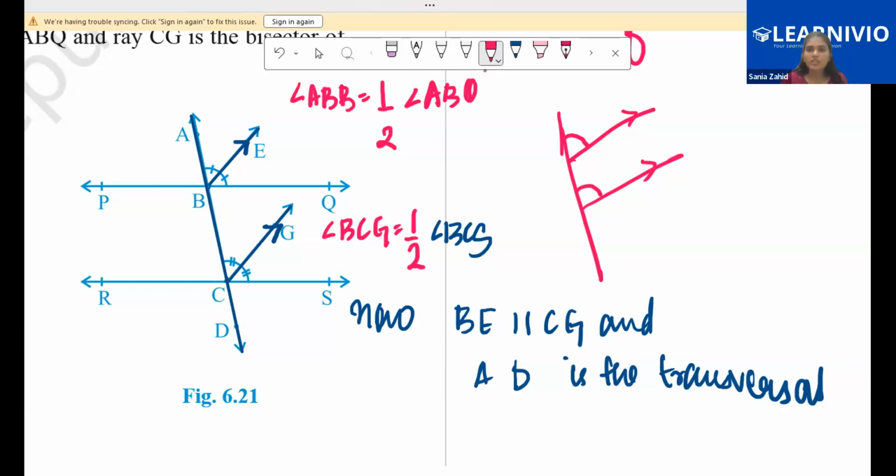Yeah, children. Do you not see them as corresponding angles? So can I say that this particular angle and this particular angle are corresponding angles, right? Yes. Why are they corresponding angles? Because line BE is parallel to CG and then you have a transversal.